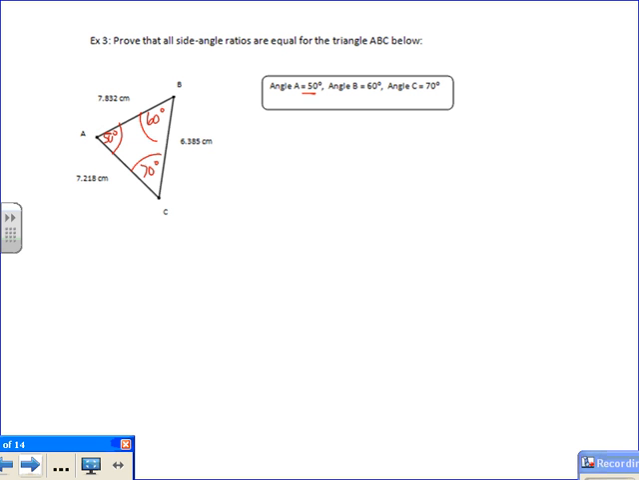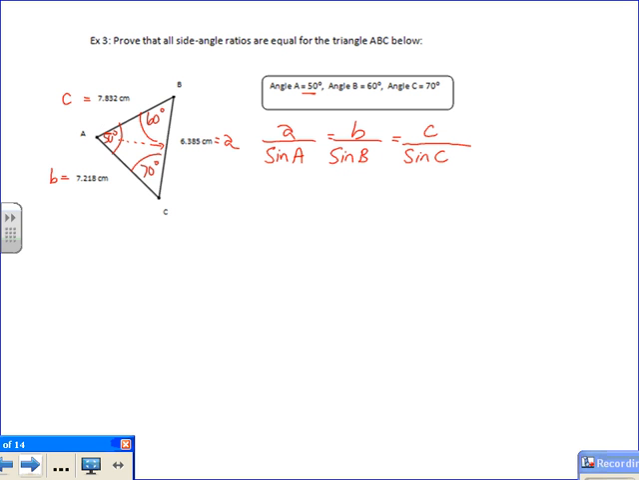And I can now label my side lengths. So side length A is the one that's right across from angle A. So this is little a. Side length B will be 7.215 centimeters. It's right across from angle B. And across from angle C, 70 degrees, is this side length here, 7.832 centimeters. It's true that A over the sine of A is equal to B over the sine of B, which is equal to the last side angle ratio, which is C over the sine of angle C. This is true. Sine law tells us this.